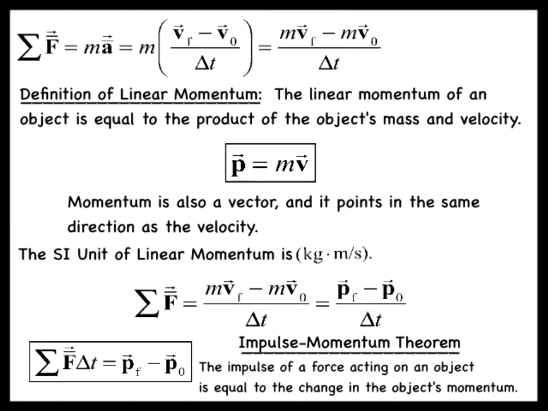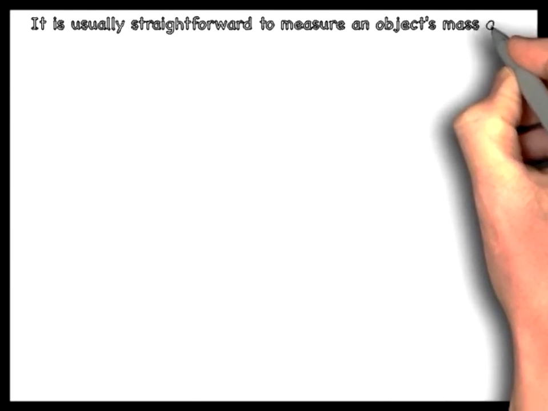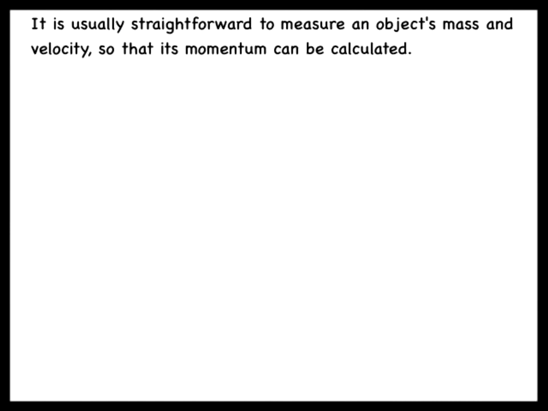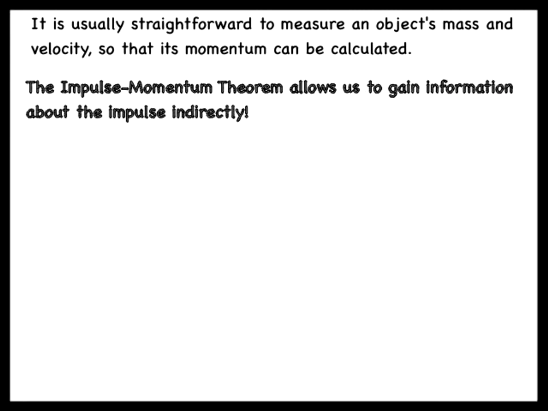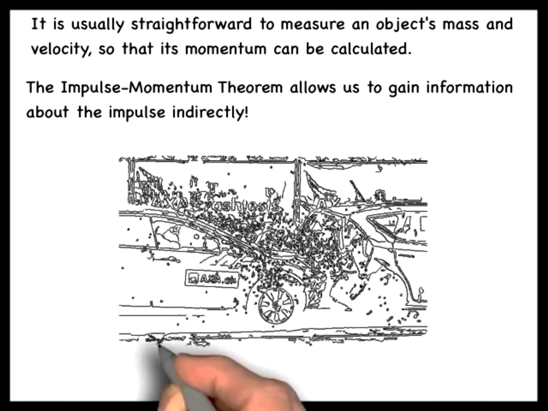In many situations, like collisions for example, it is often difficult to measure the net average force and therefore to determine the impulse directly. However, it is usually straightforward to measure an object's mass and velocity, so that its momentum just after and just before a collision can be calculated. The Impulse-Momentum Theorem allows us to gain information about the impulse indirectly by measuring the change in momentum that the impulse causes. If we also know the time interval over which the impulse occurs, then we can calculate the average force.